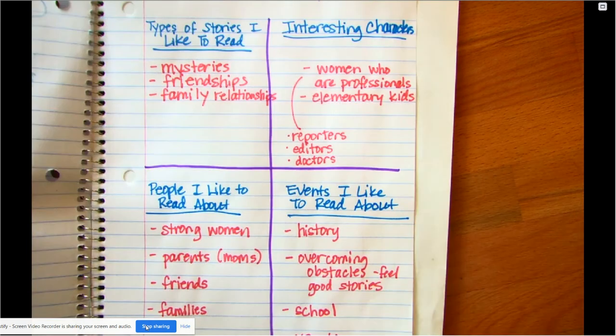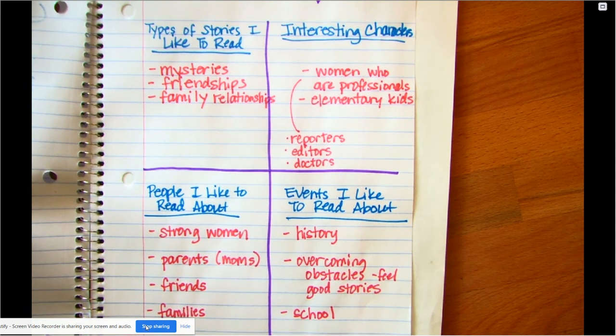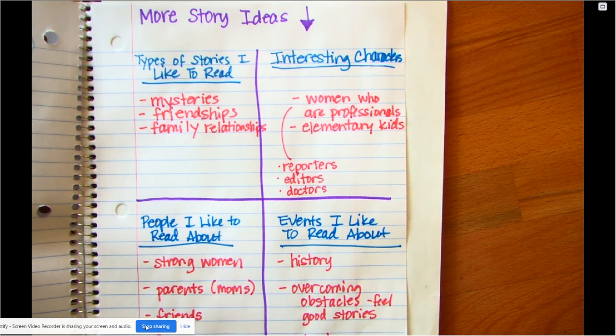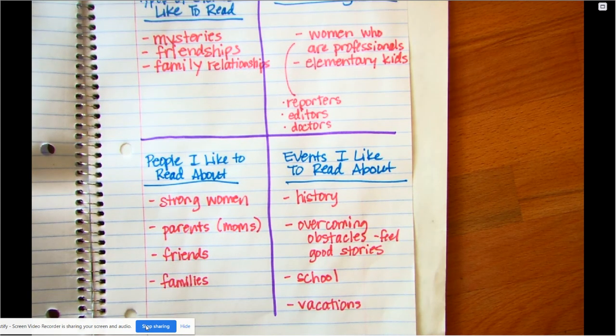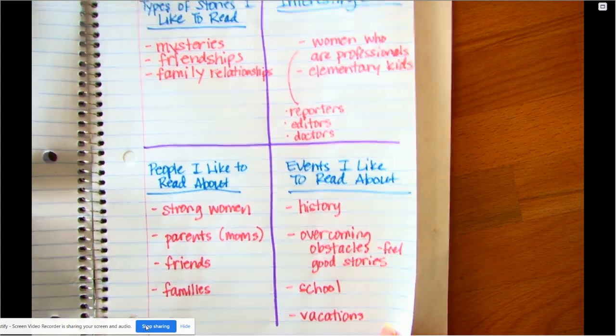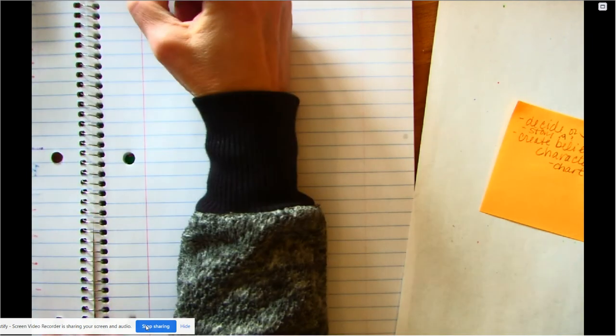Right? And then you're going to add this chart, just more story ideas, right? That was what the title was, more story ideas. Stories you like to read, interesting characters, people you like to read about, events that you like to read about, okay? And then on this next page, we're going to add one more, and I'm going to grab my marker, and we're going to write about your interests.